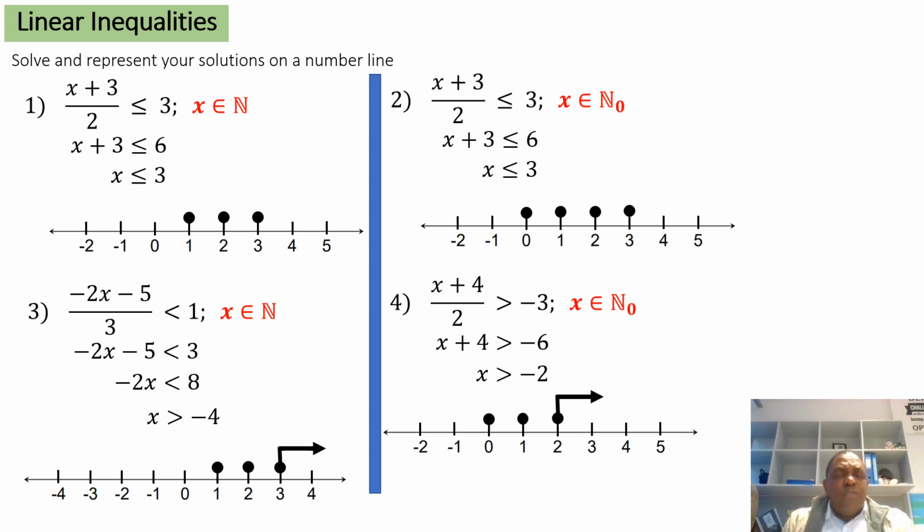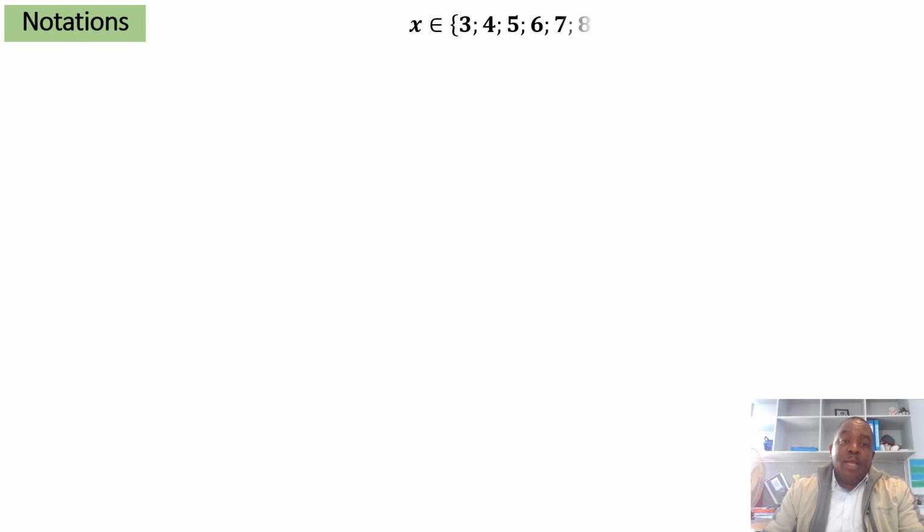Can you see? So it's very important to look at the type of numbers you're representing. They will then in turn determine how you need to show that on a number line. Right, let's look again at something else, notations that we use within our inequalities.